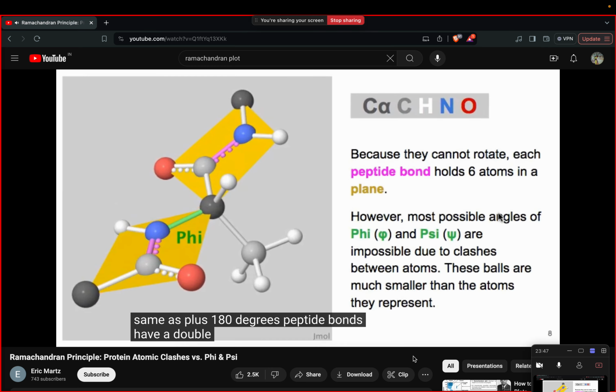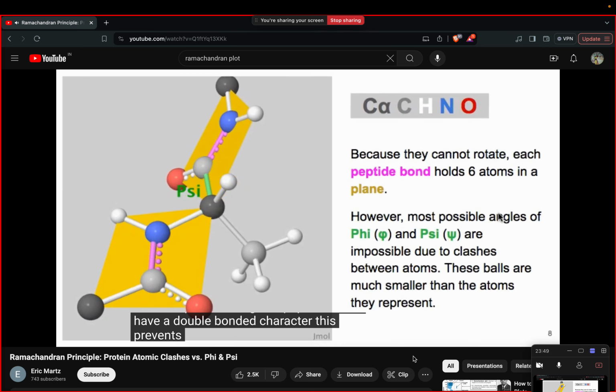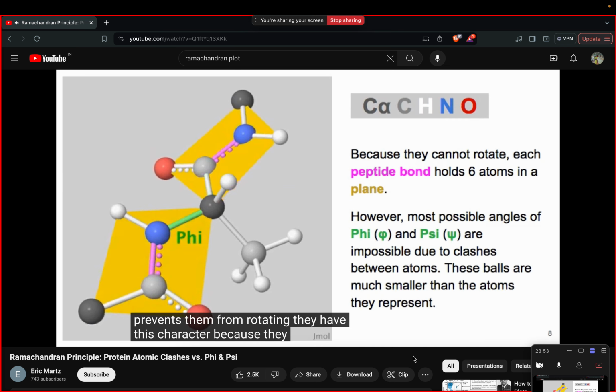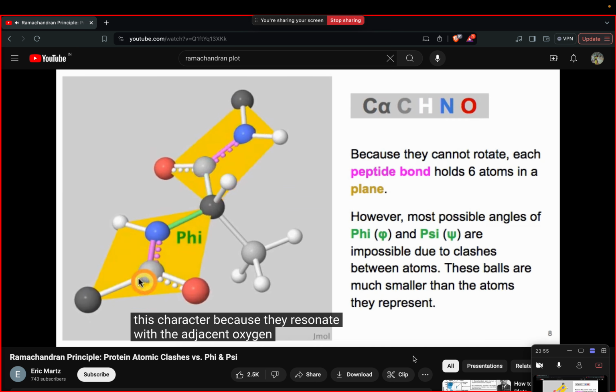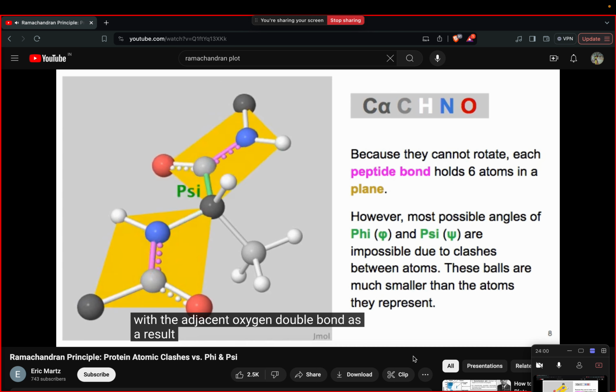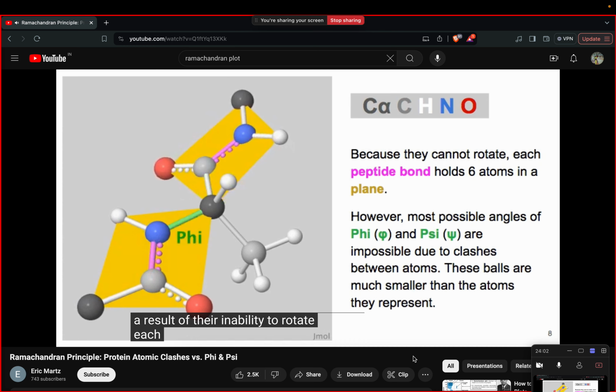Peptide bonds have a double bonded character. This prevents them from rotating. They have this character because they resonate with the adjacent oxygen double bond. As a result of their inability to rotate, each peptide bond holds 6 atoms in a plane.